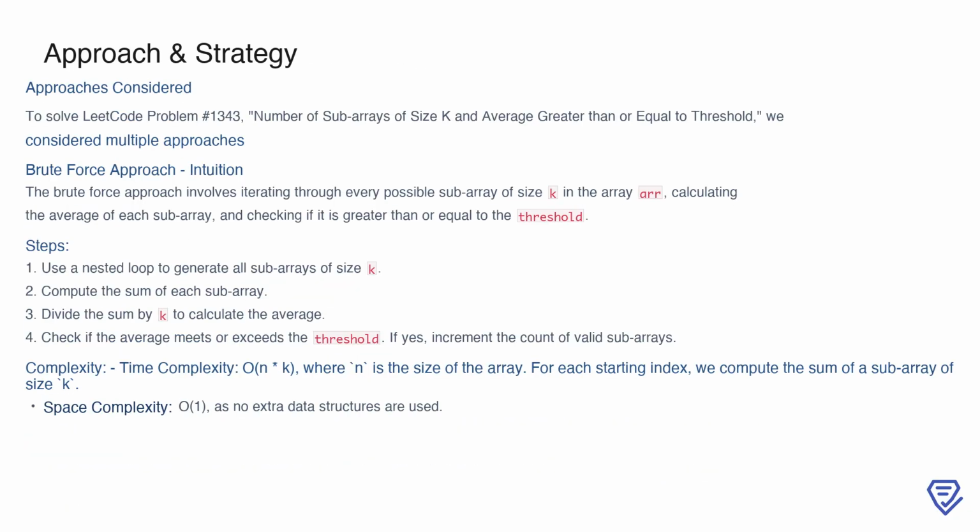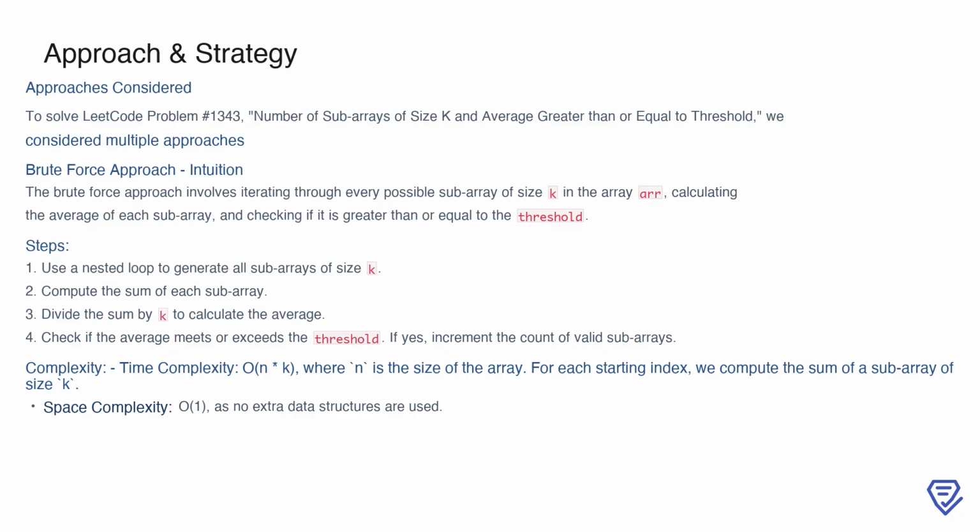To solve the problem of finding the number of subarrays of size k with an average greater than or equal to the threshold, we first considered a brute force approach. The intuition behind this method is straightforward. We iterate through all possible subarrays of size k within the given array. For each subarray, we calculate its sum, divide by k to obtain the average, and then check whether this average meets or exceeds the threshold. If it does, we increment our count of valid subarrays.